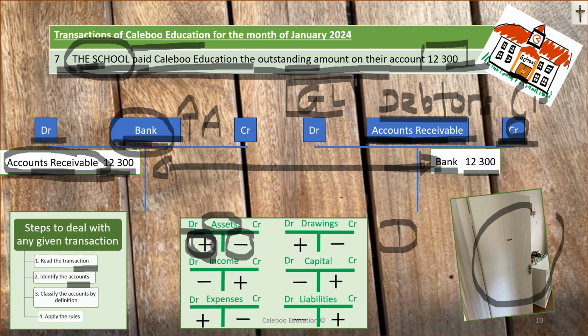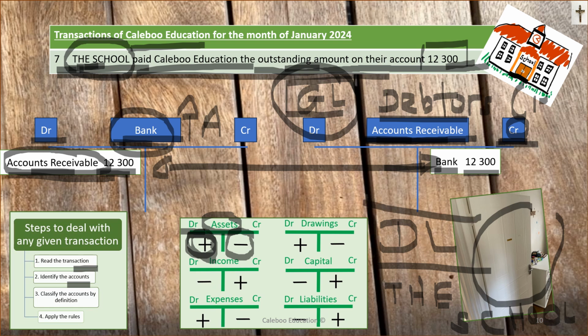In other videos, there will be a debtors ledger, and the debtors ledger will have all the individual debtors. For example, the school, which is a debtor, someone that Calibu Education sells to on credit. But we're only looking at, with this exercise or this video, the general ledger accounts. The debtors ledger is a separate video on its own.